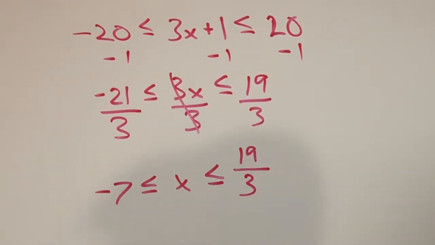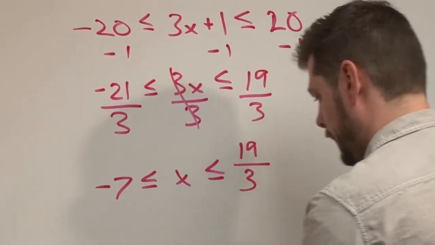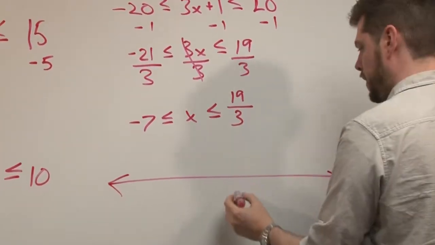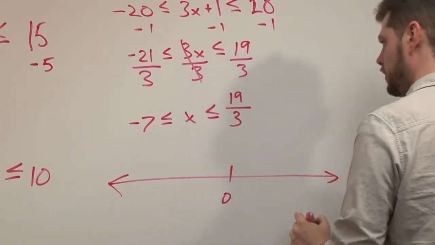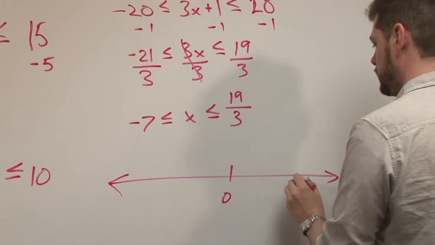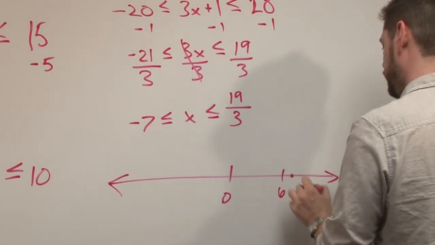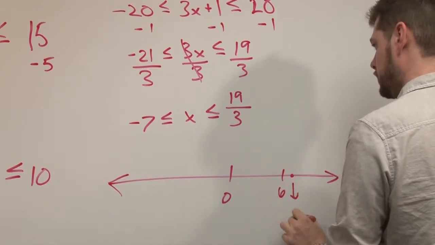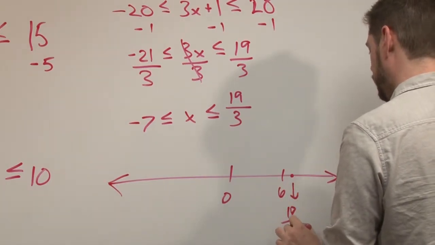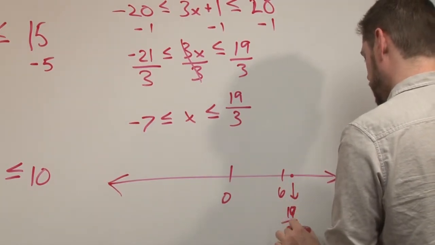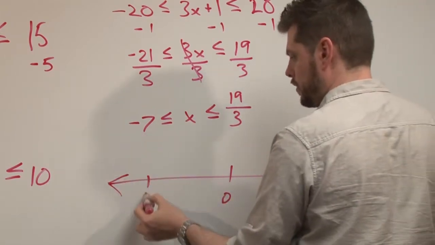If I were to plot this solution on a number line, which often your instructor will require that you do, I get to make my number line very convenient. So let's see. I know that this is a number that's a little bit bigger than 6, so I'll put it over here. And I'll say that that's 19 divided by 3. And then over here I have negative 7.